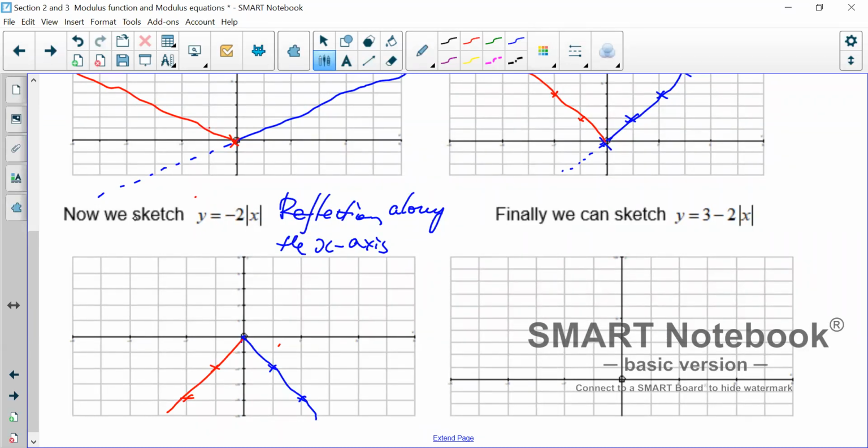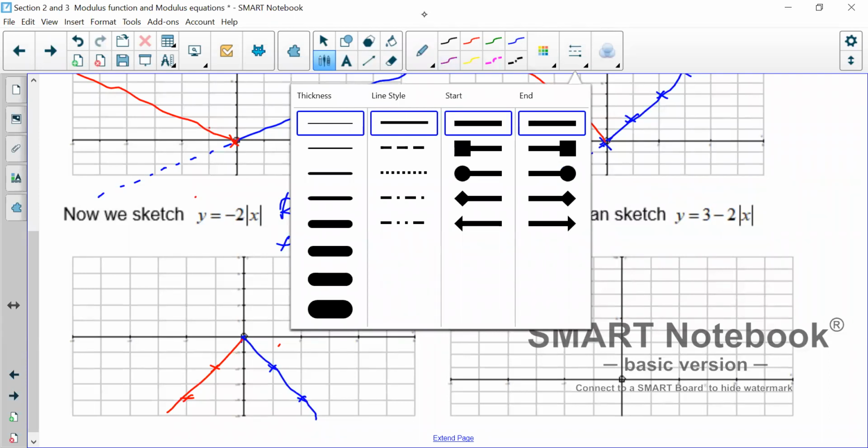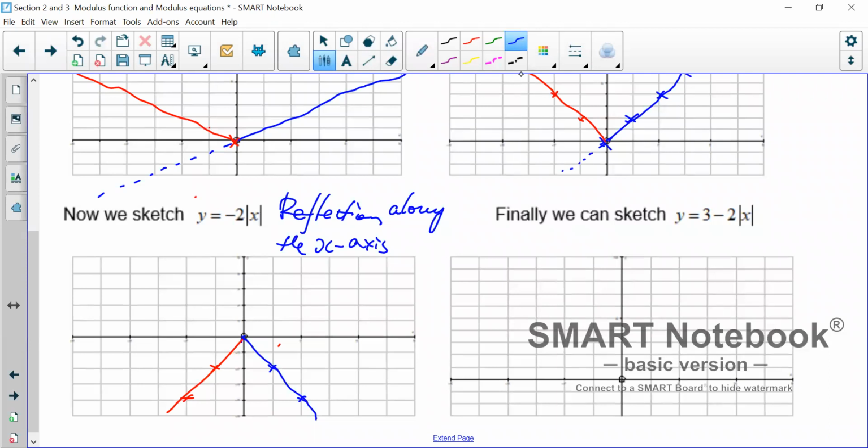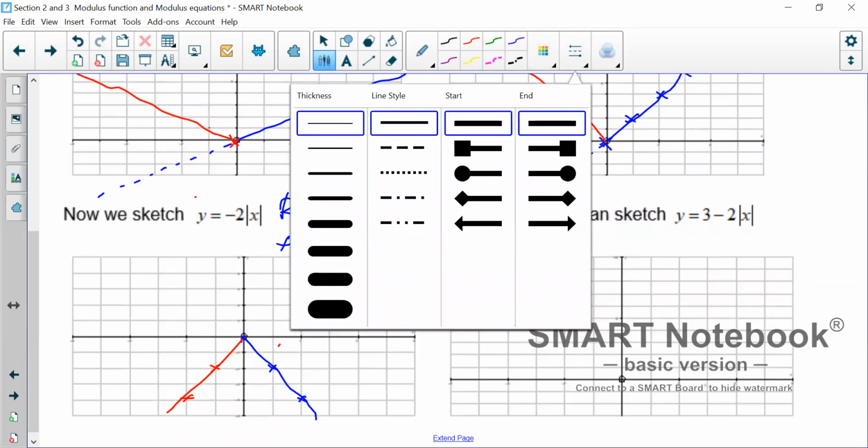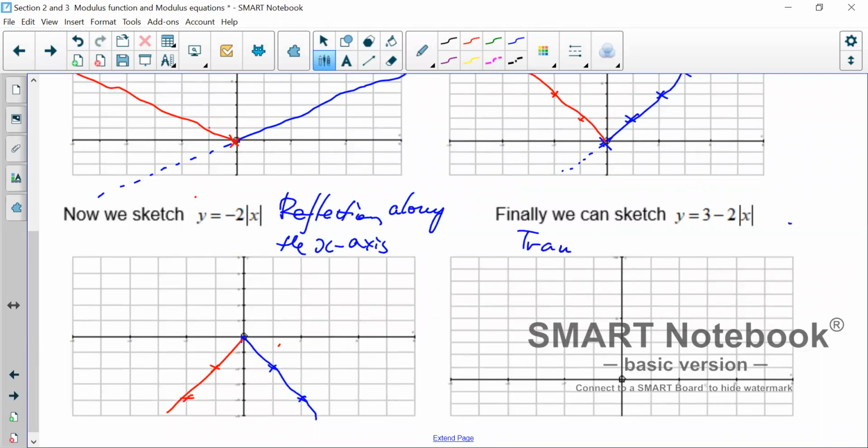Okay. Right. Finally, to make it look like the equation I'm looking for, I have a 3 here, which means I need to add on 3. And add on 3 to the entire equation, that means it's a translation. So let me write down. Okay, so this will be a translation with vector. So add 3 to the entire equation means it's in the y direction.